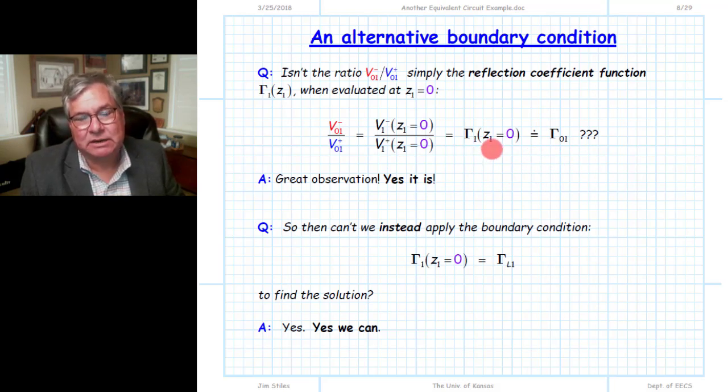It is the value of the reflection coefficient at z equal to 0. But of course z equal to 0, z1 equal to 0, is the location at the end of the transmission line where the load is attached. So we could have just used this boundary condition. The reflection coefficient function evaluated at the end of the line must be equal to the load reflection coefficient. And in this case, the load would be that equivalent impedance, that Zin1.